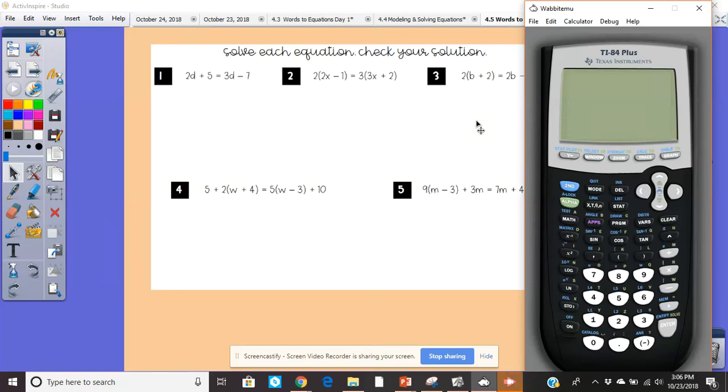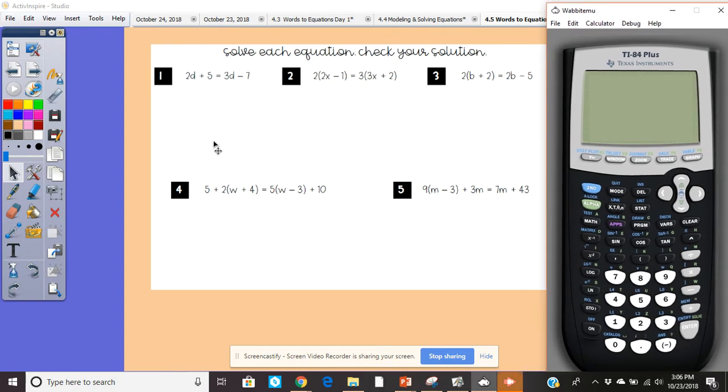This video is for solving equations, and we're also writing equations from word problems again. So just to review, remember when you're doing these, you're going to type them into y equals. And so for this first one here, I would do 2x plus 5, and then below it, I would do 3x minus 7. And you're going to graph those.